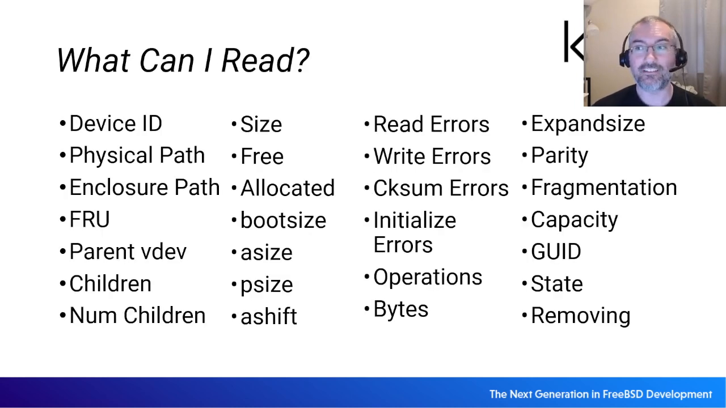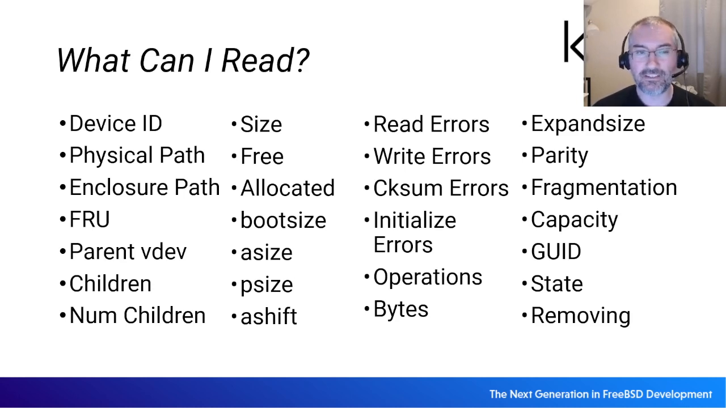But what properties can you read? This is where all that internal stuff comes out. So you can get the device's ID, which can be different depending on your operating system. You get the physical path, which on FreeBSD, Geom will have populated with a bunch of information. Between the physical path and the enclosure path, if you have a SES backplane the disk is plugged into, it'll actually tell you the slot number the disk is in and all that kind of information.